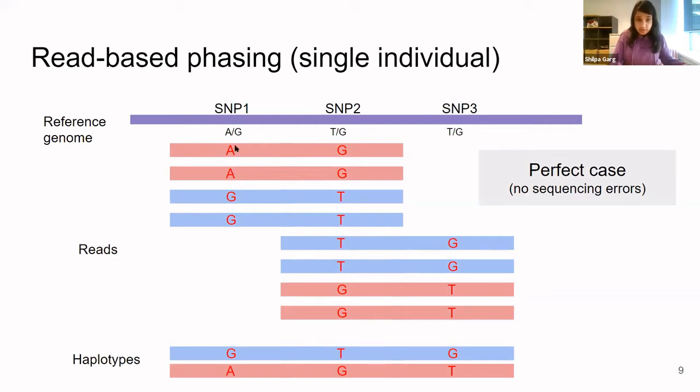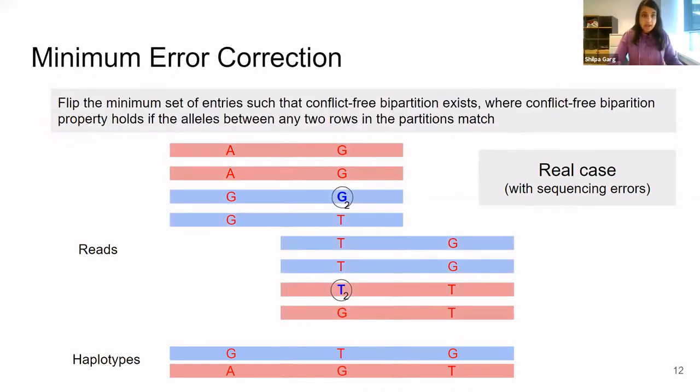So for example, the alleles in these red clusters match, and the alleles in the blue clusters also match between any two pairs of reads. But in practice, you get a lot of sequencing errors. The long reads have sequencing errors of about 10%. So the goal here is to detect these errors and flip them to get these two haplotypes.